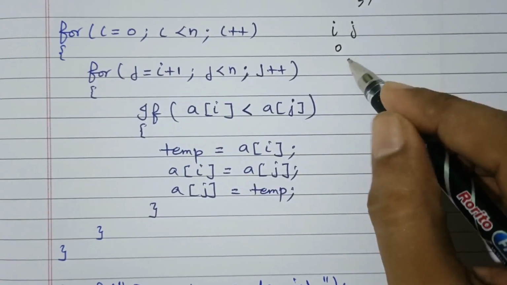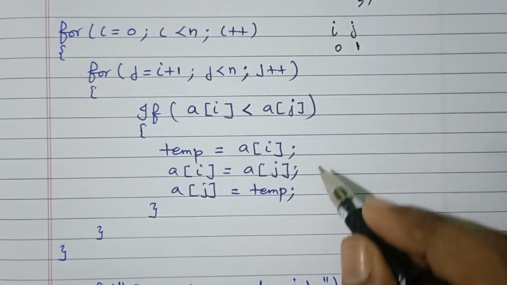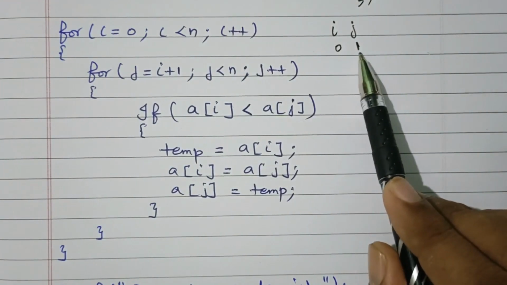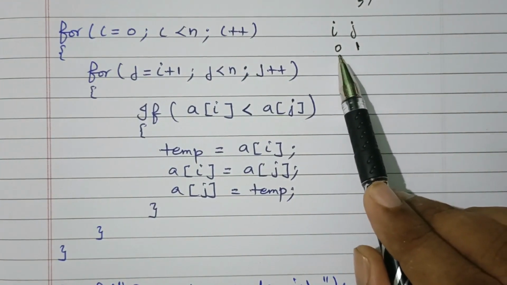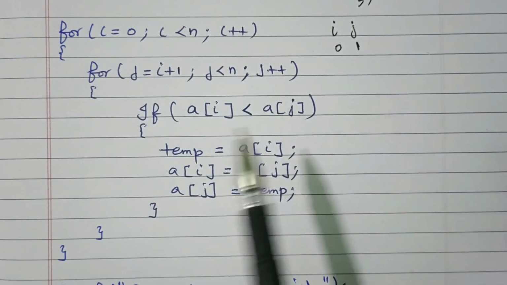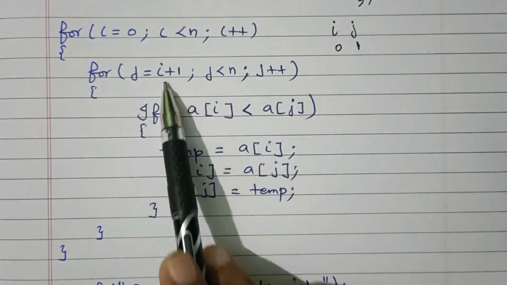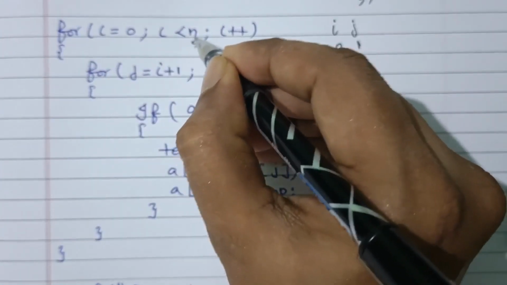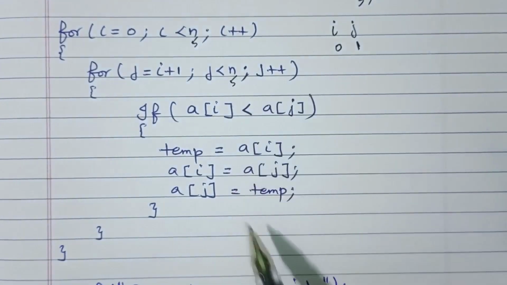So i equal to 0. So j is what? 0 plus 1 means 1. Right. So i equal to 0 refers to the first number, j equal to 1 refers to the second number. So we can compare the first number with the second number. So that j equal to i plus 1, j less than n, j plus plus. Here n equal to 5.